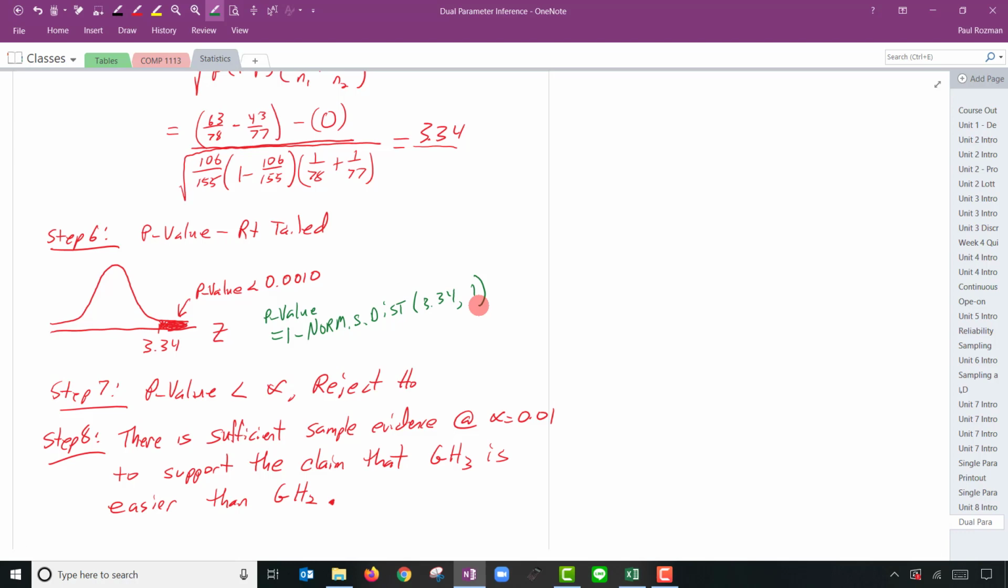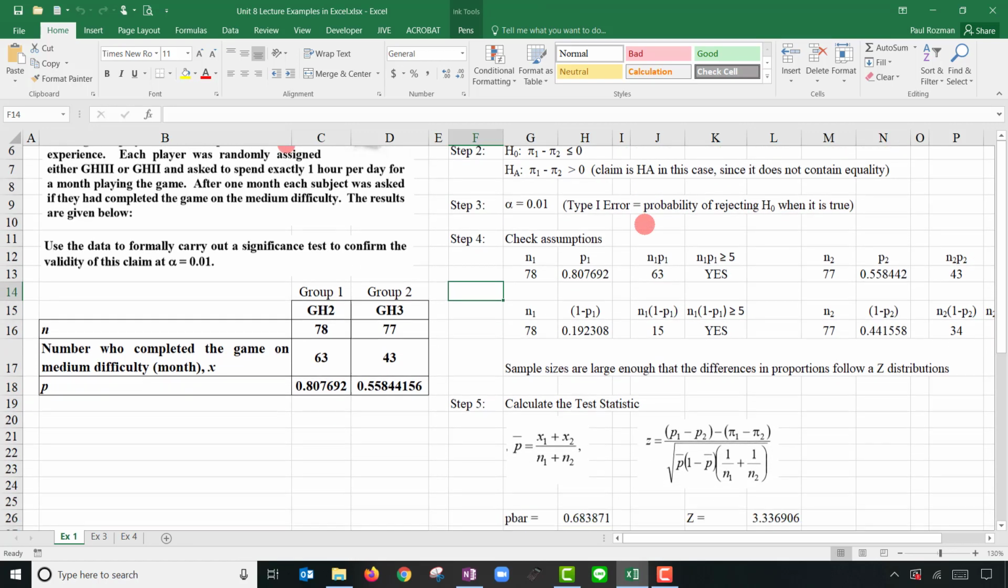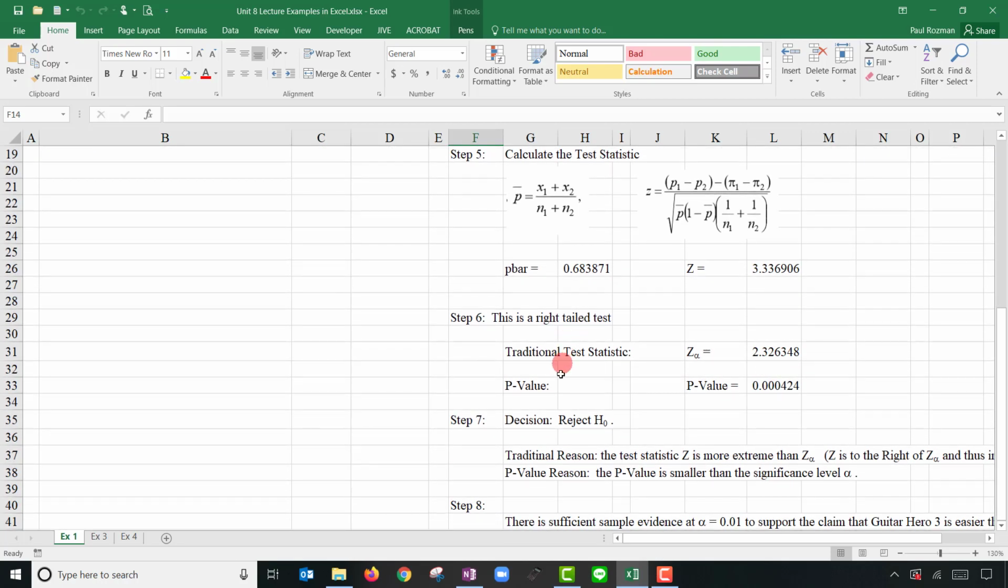In fact, I did this in advance so you could have a template if you want to do these in Excel. I cut and pasted the question in here, and I wrote it up exactly the way we wrote it up. And you see that we get the same values. I calculated P bar, I calculated the Z score. We had 3.34, so it matched. And then I did the test statistic. Sorry, this is a traditional critical value.